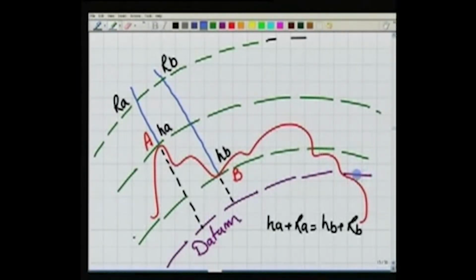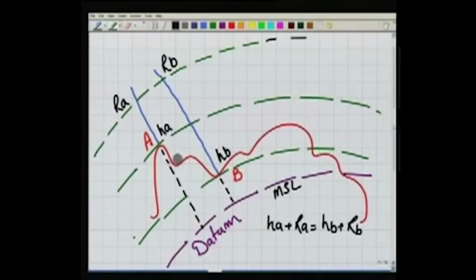It could be the mean sea level. Okay, so I write it down. This is mean sea level. Next, over this datum, this red one is the surface of the earth, where we have 2 points, A and point B.